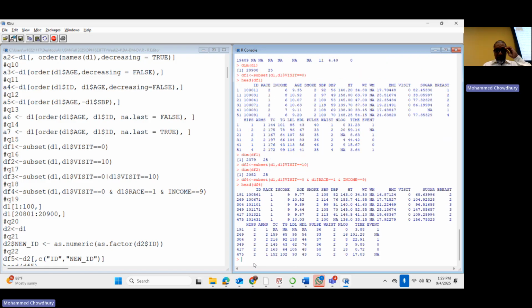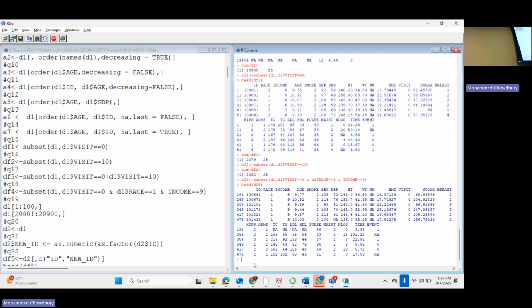Now if you take a look at the head of df4, this is your data. Take a look at the income variable. You are seeing income equal to 9, race equal to 1, and visit equal to 0. So this is the focus group. I want to do a baseline comparison between African American and Caucasian.